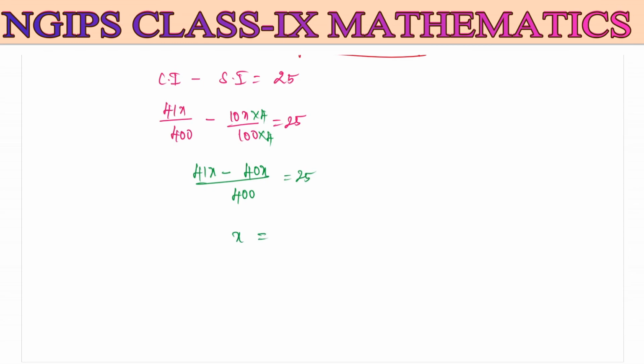x is equal to 25 into 400. If you multiply both, 25 fours are 100, we have 2 more zeros, so you will get 10,000. Therefore, the principal is rupees 10,000.